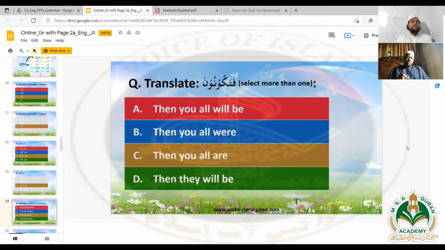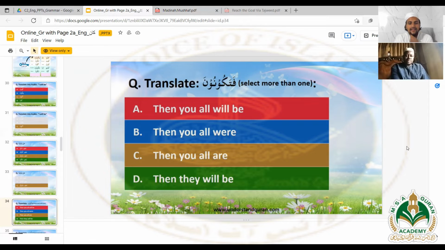A. Then yes, you will be. Then you will be. Then they will be. Takununa is A and B. Takununa, this is A and D. Then you all will be. Then they will be. Then you all are. Then you all were. A and C. Then you will be. A, okay. Then you all will be.